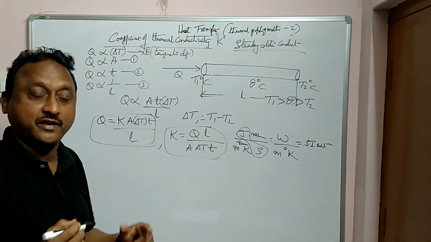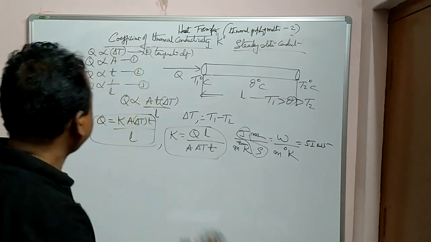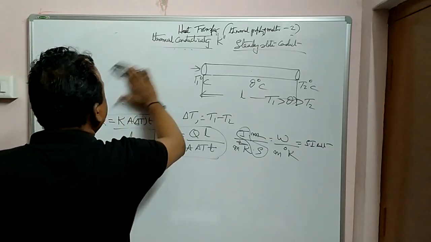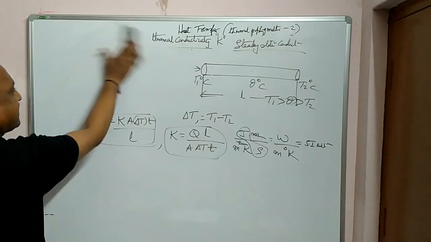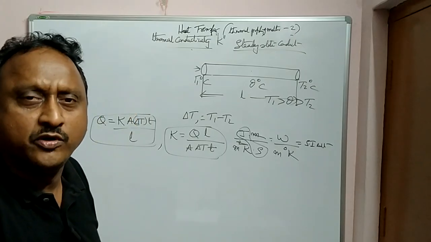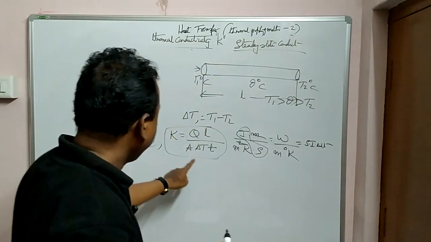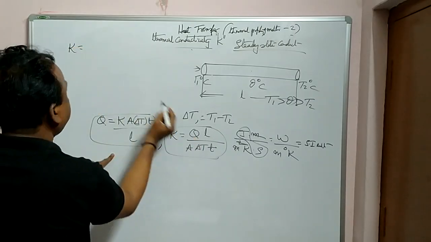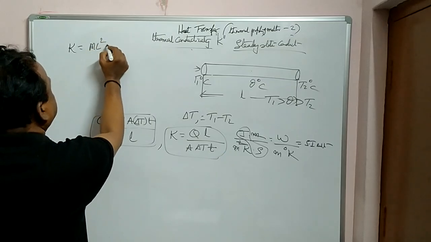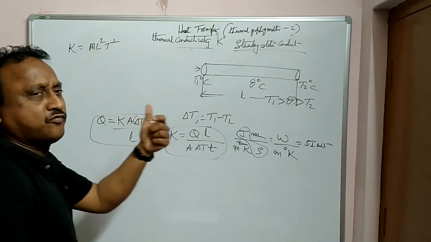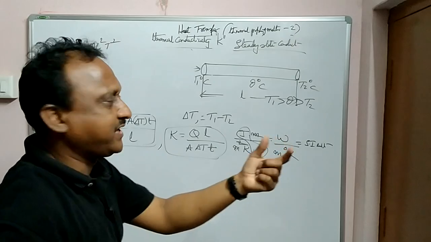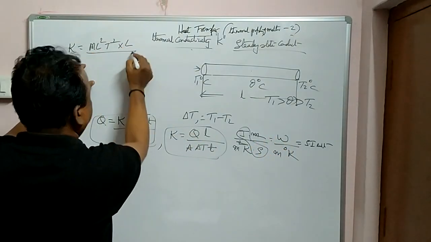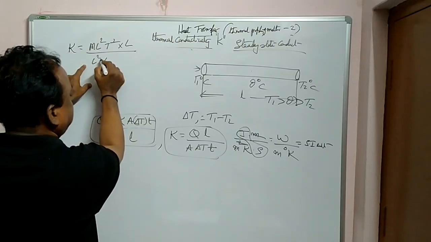You can also find the dimension formula, please. I will write the dimension formula also. Sometimes in the examination they may ask that also, because in the first chapter, units and dimensions, I already told you how to find the dimension formula. You can find the dimension formula for K. What is the dimension? Work done, work is equal to force and displacement, M L T power minus 2 into L. So L square T power minus 2 into L by area L square.